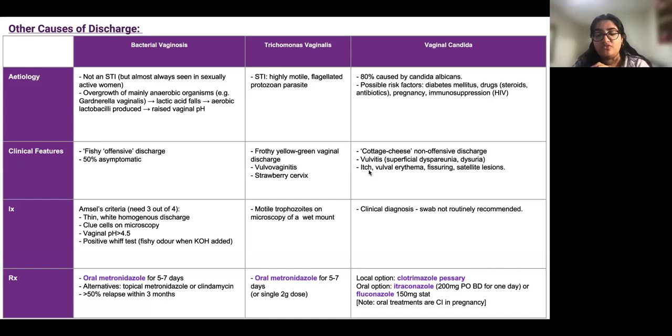Now, this can be given in the form of a pessary, which can be done for any woman, but it's always done if you have candida and you're pregnant, because it's contraindicated to take the oral antifungals. And then there are 2 oral antifungal options. You can either take 2 tablets of itraconazole just one day, or you can just take 1 tablet of fluconazole, and that should treat it.